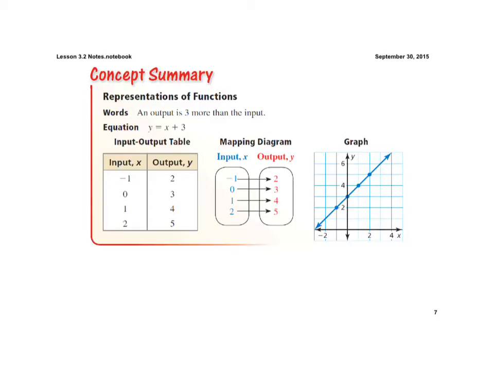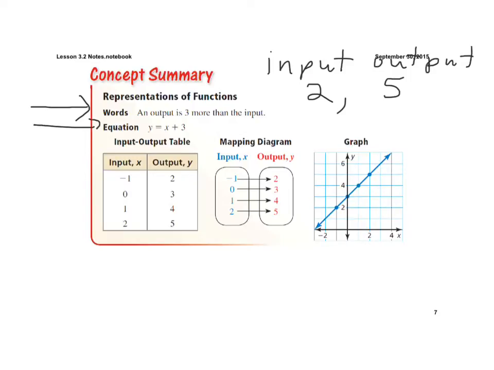So, there are several ways to show a representation of a function. We can just use words. An output is 3 more than the input. So for example, if I say that the input value is 2, well then 3 more than that, the output would be 5.